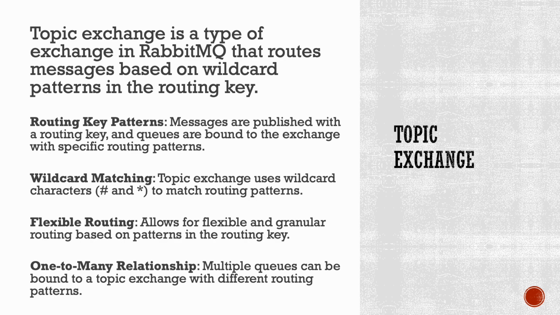One-to-many relationship. Multiple queues can be bound to a topic exchange with different routing patterns. This allows for one-to-many relationships between exchanges and queues. A topic exchange is commonly used when you want to route messages based on specific patterns or topics. It provides a versatile routing mechanism that enables selective message delivery.